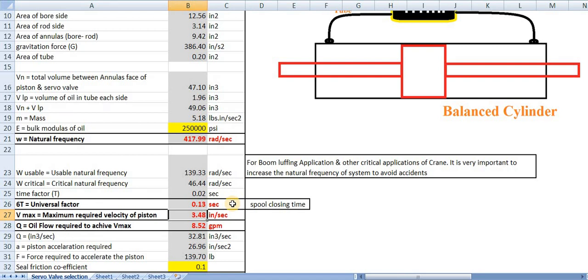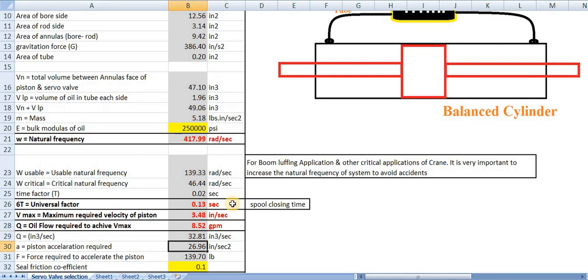If you are considering a servo valve in your application, this will be your cylinder velocity, or you can say piston velocity, for your actuator. And once you get the velocity, you can easily get the flow. So Q is the oil flow required to achieve Vmax, and it's 8.552 GPM. Because I've considered a 10 inch stroke, that's why a high flow is coming up. The same value in cubic inch per second is 32.81 or so.